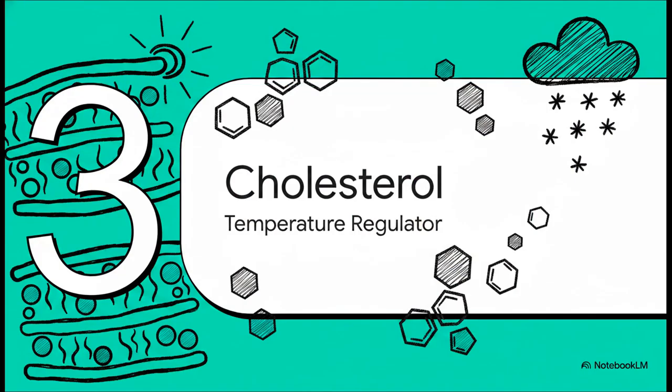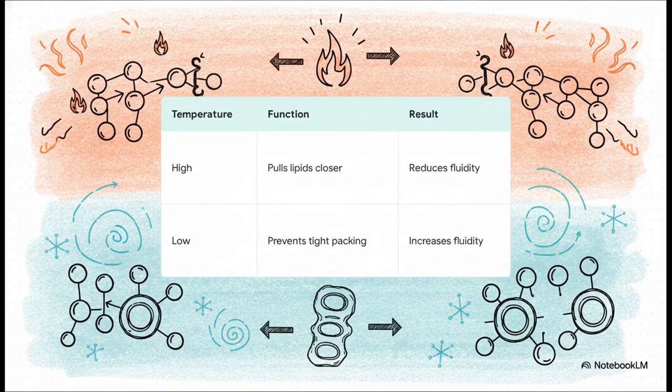Part 3. Cholesterol, the temperature regulator. Now, if phospholipids are the fluid lake, cholesterol is the essential molecule that helps it adapt to shifting environmental conditions. It physically interacts with those lipids to stabilize the whole membrane. Picture this. At high temperatures, when phospholipids have tons of kinetic energy and want to rapidly drift apart, cholesterol physically pulls them closer together. This reduces fluidity so the membrane doesn't just fall apart and lose integrity.